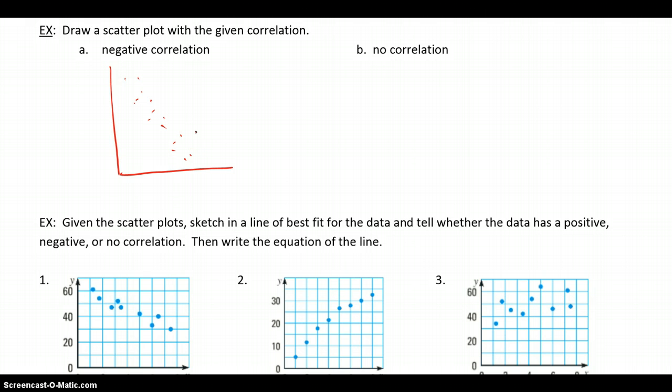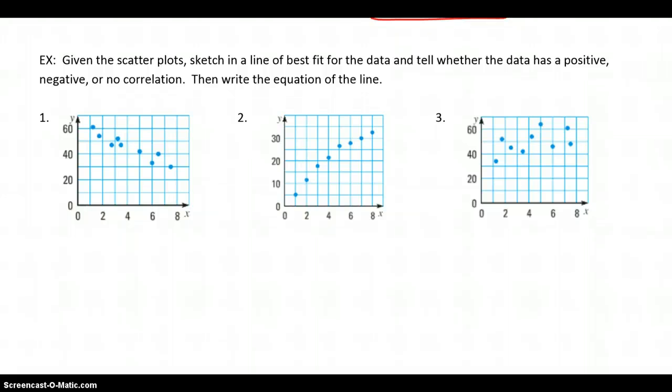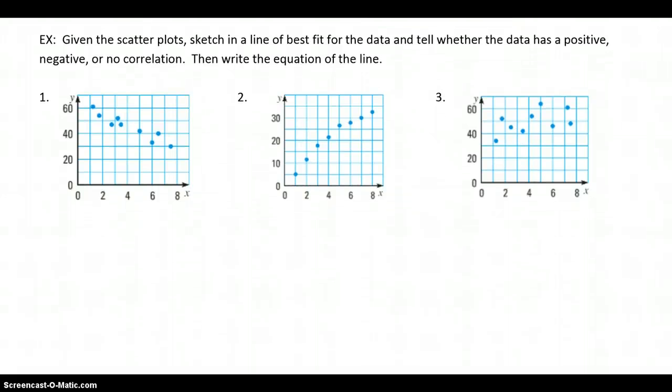Okay, and it could be going down more steeply or less steep, but as long as the data is going down, it has a negative correlation. Now, a no correlation would not be going up or down, and it could be just kind of random on your coordinate plane.